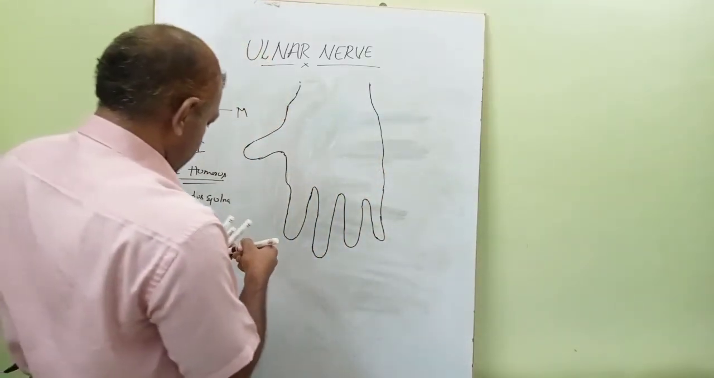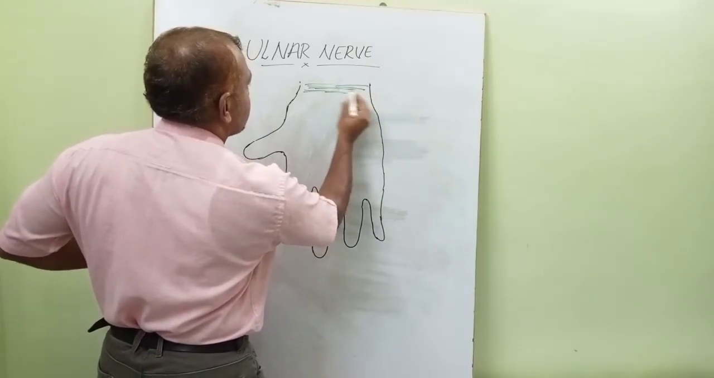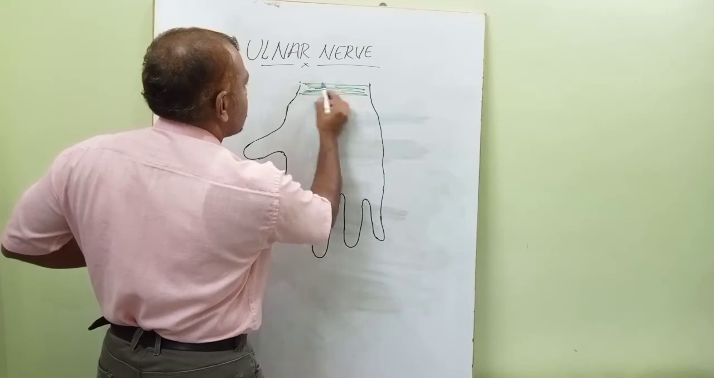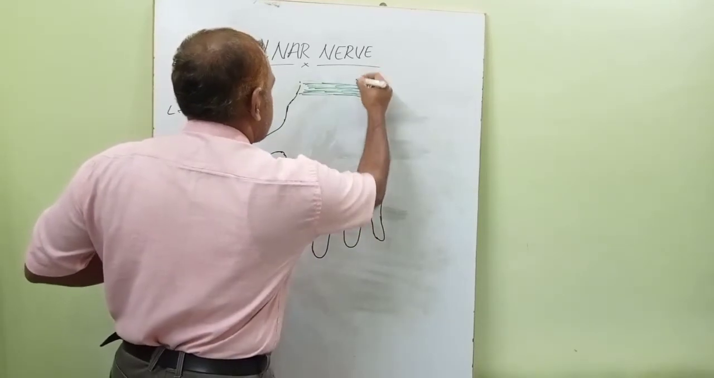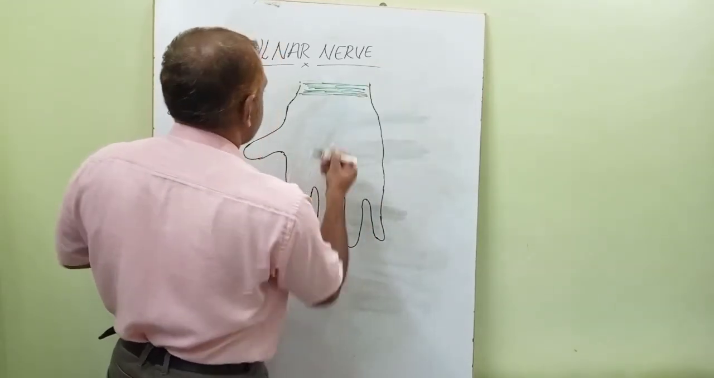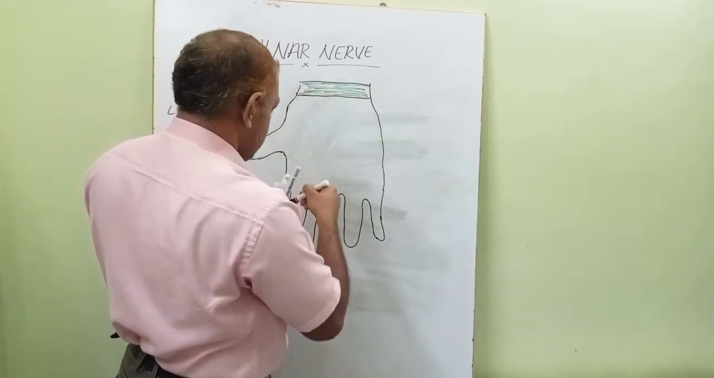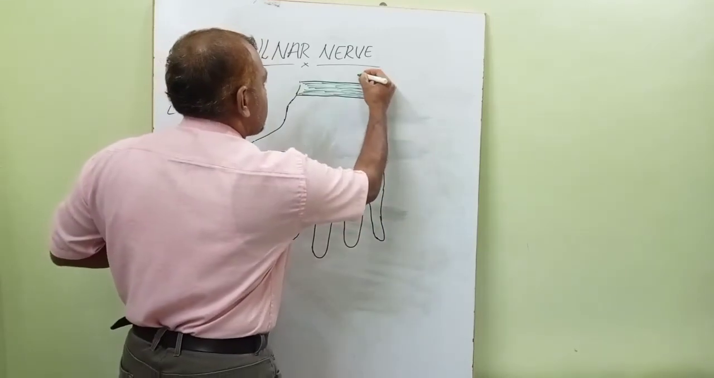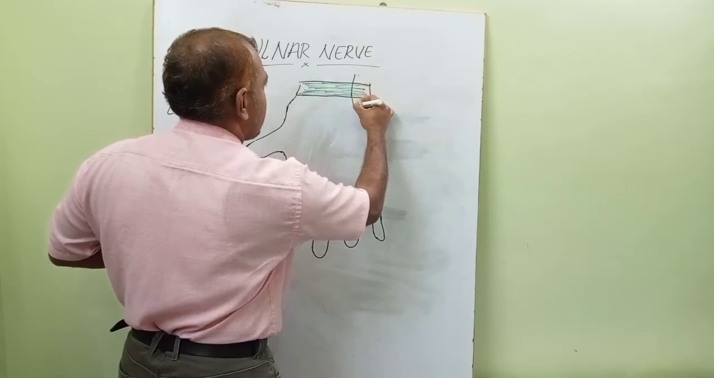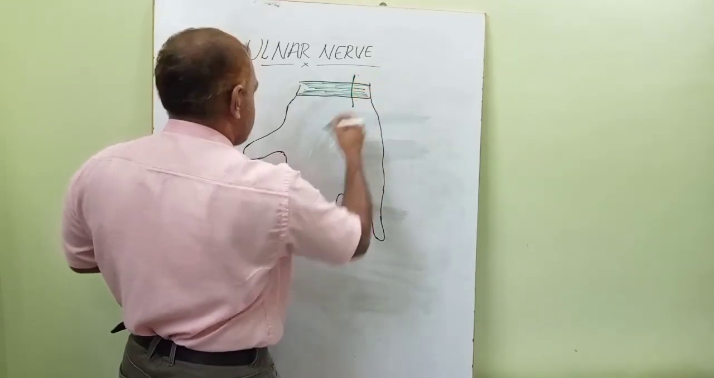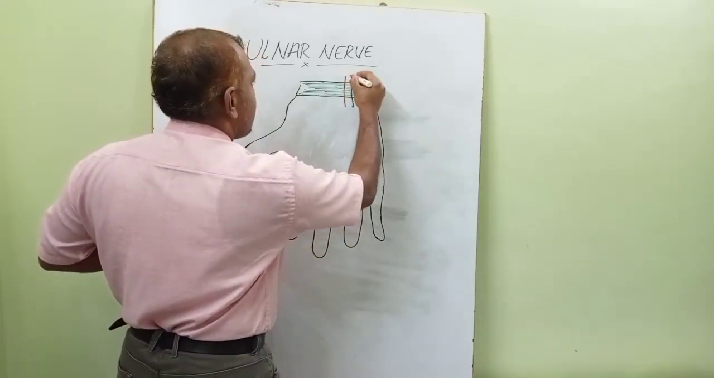Proximal to this hand, we can see the flexor retinaculum. So the ulnar nerve is running superficial to the flexor retinaculum, no need to get confused again. This is your flexor retinaculum. The ulnar nerve is running superficial to the flexor retinaculum, lateral to the pisiform bone. It is entering into the hand along with which artery? Along with your ulnar artery.